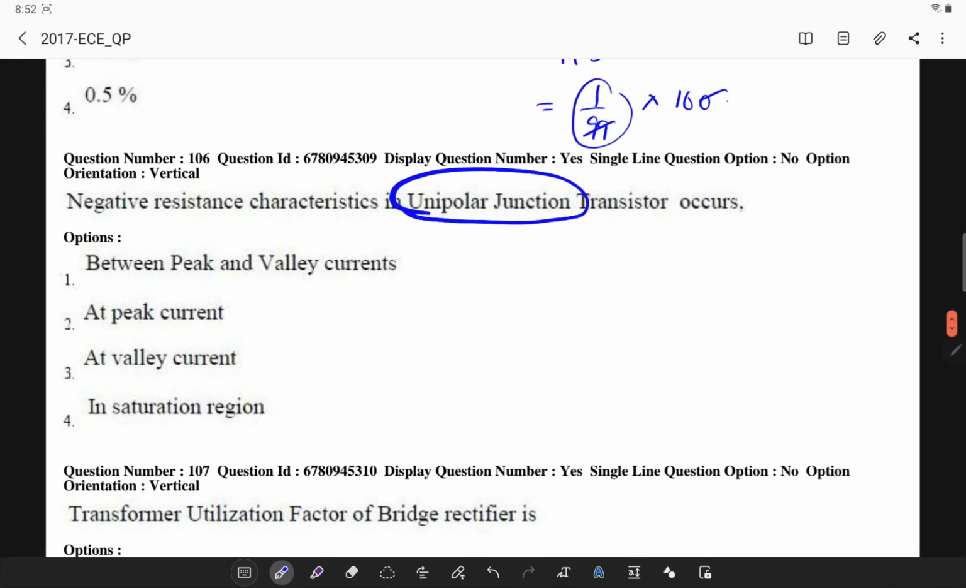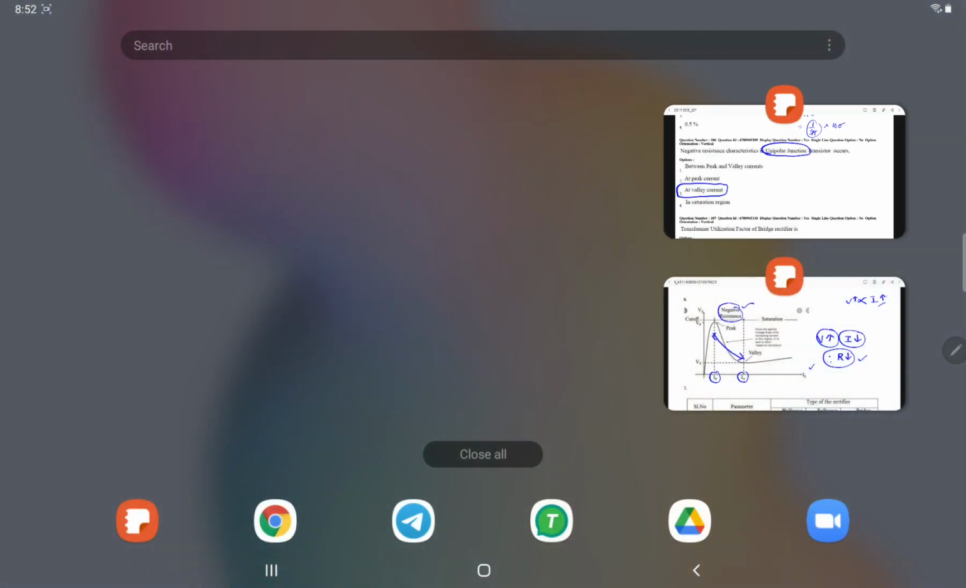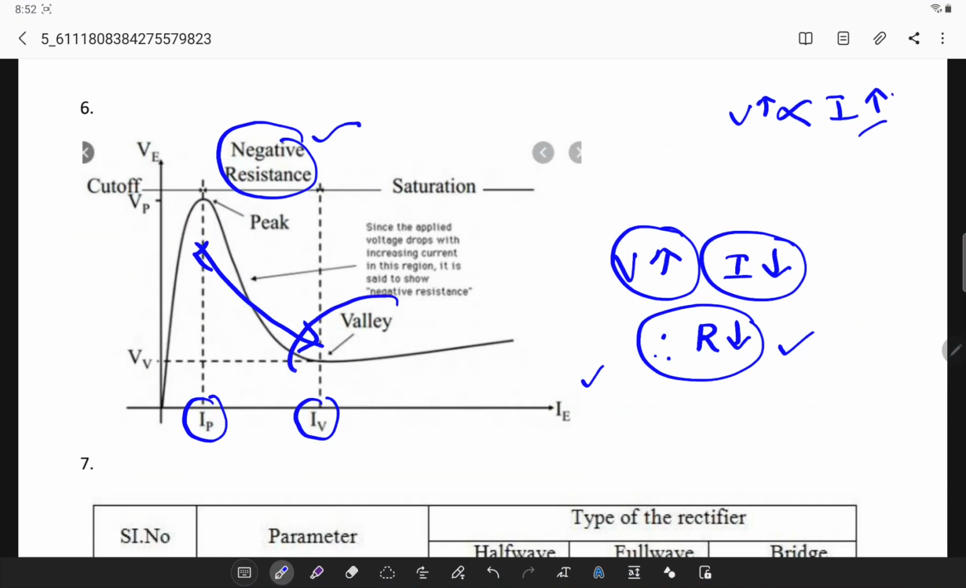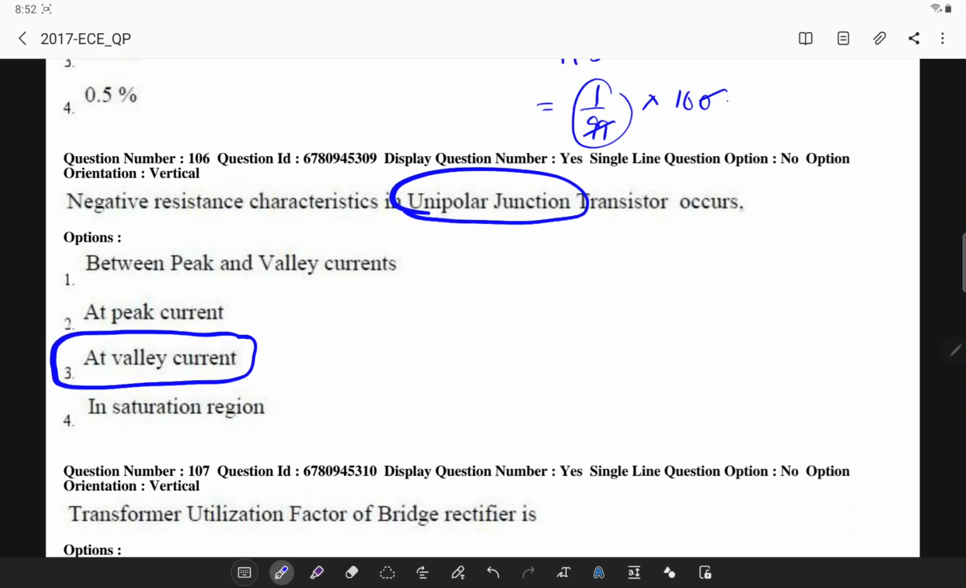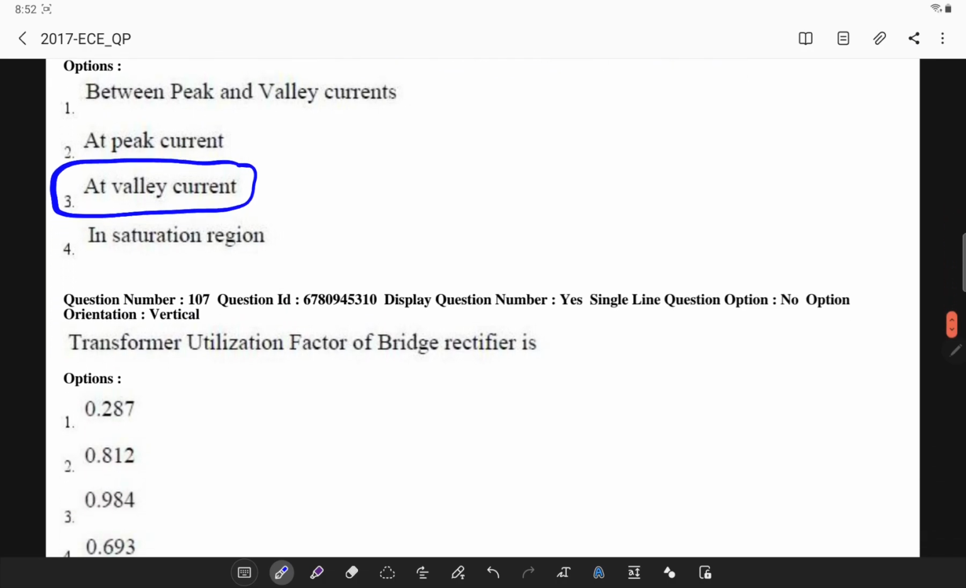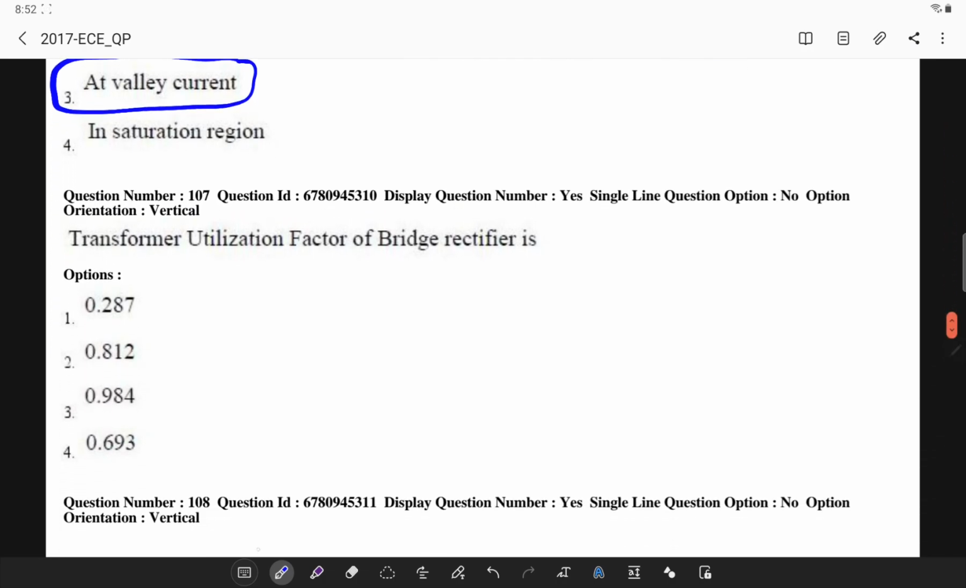So this happens basically at this particular point. See this, this is the valley point. So the negative resistance at this particular junction, you will be having this concept in UJT. This is also a very standard question which comes in many number of exams.